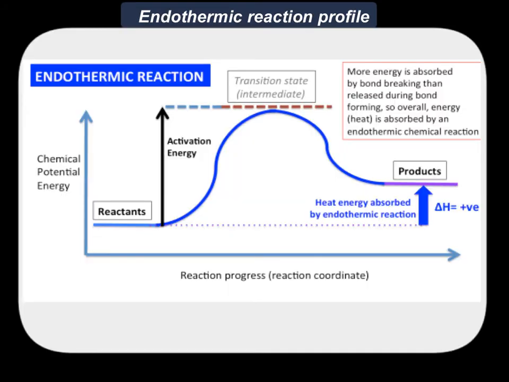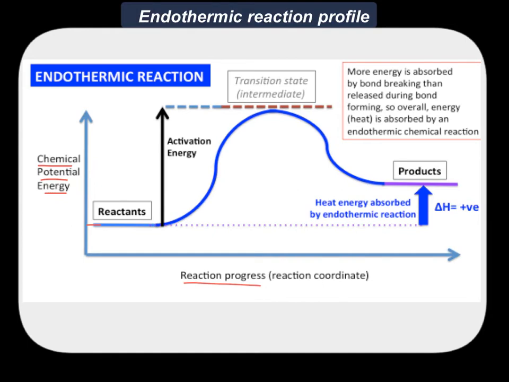Now we're going to go on and we're going to consider an endothermic reaction. Now remember, endothermic reactions take in heat. So like before, start with your axes, label up carefully the y-axis and the x-axis, and be very careful with the level of energy of your reactants and products. This time the reactants have a lower energy level than the products.